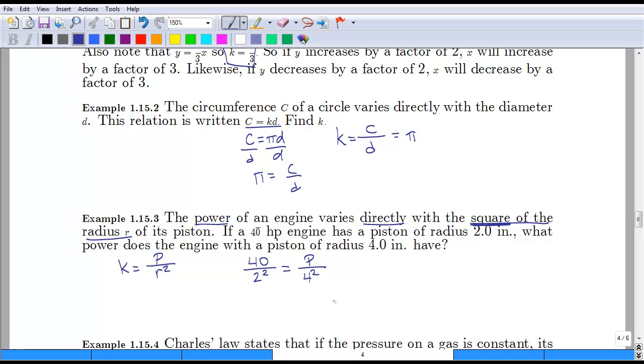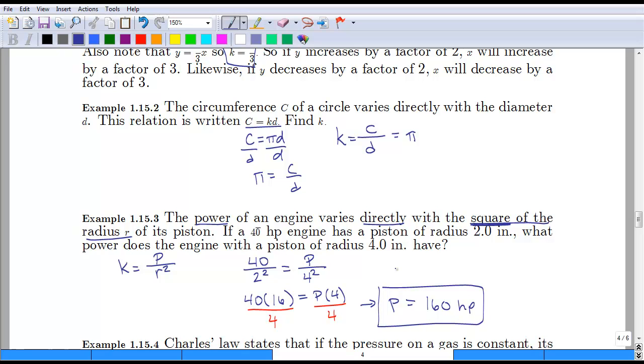So again, whenever we're dealing with direct variation, this is the same thing as setting up a proportion. So we end up with 40 times, well, 4 squared is 16. This is equal to P times 4. If we divide both sides by 4, we end up with P being equal to 160, and our units are horsepower, HP. So again, we can set up these proportions because we know that the direct variations are always equal to the same constant, so therefore if we keep setting up the same ratio, we can set those ratios equal to each other.